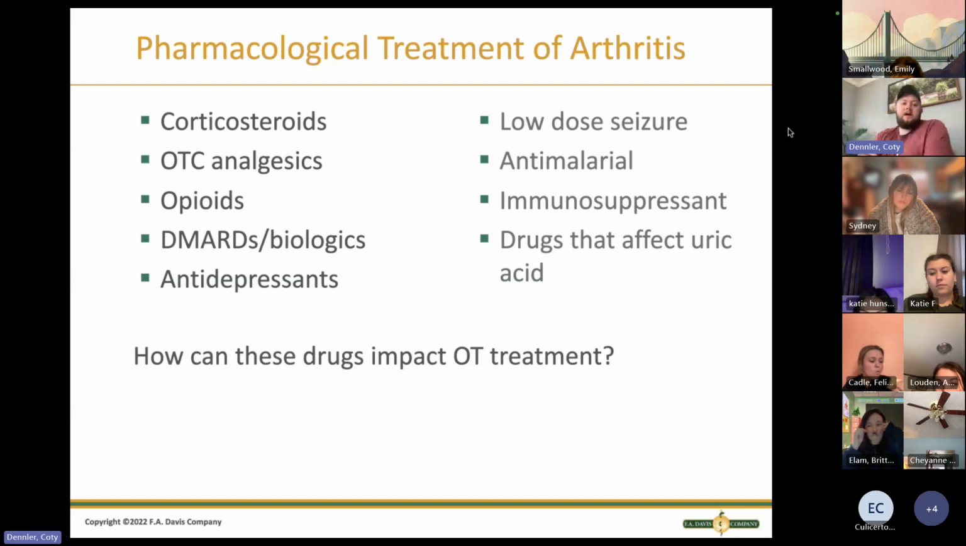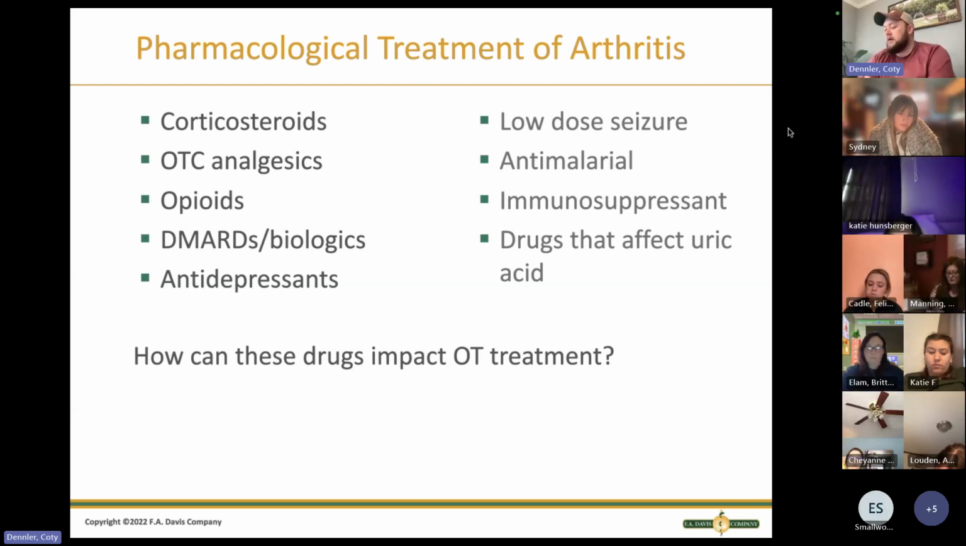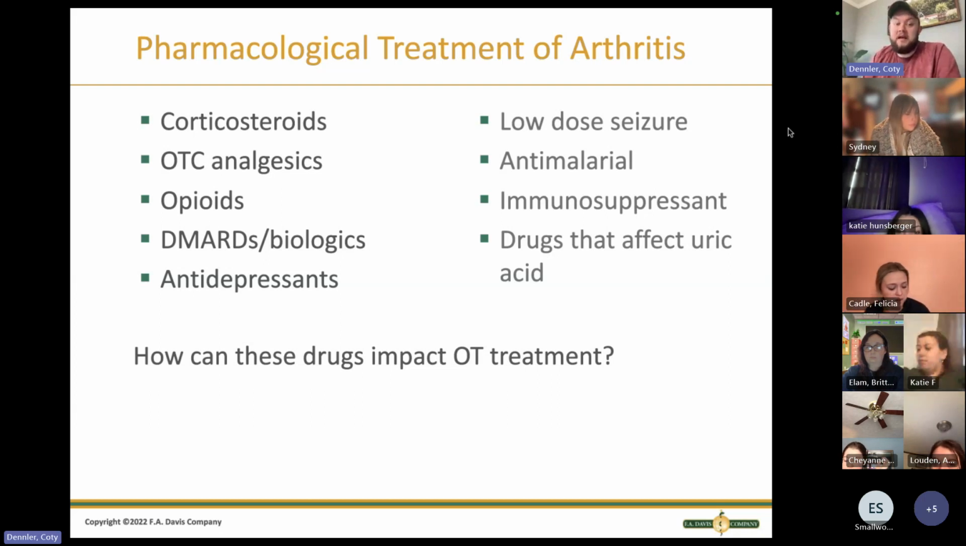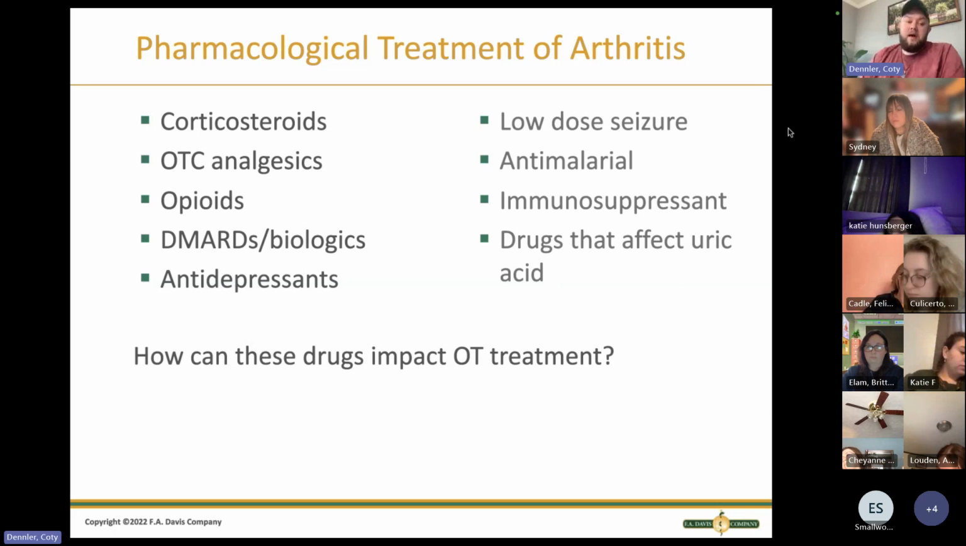So let's talk about some medications that they use for treatments for arthritis. So they may use corticosteroids. This could be an oral, it could be topical, or it could be an injection type of steroid to help with the inflammation caused by whatever arthritis that they're dealing with. OTC, what does OTC mean?